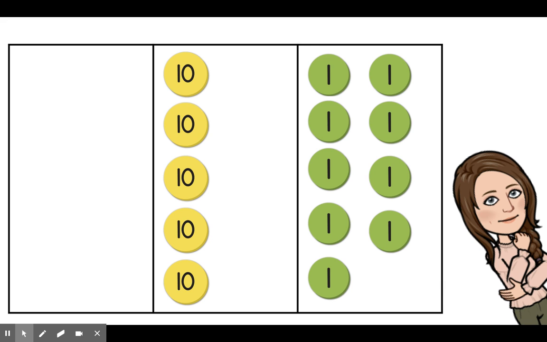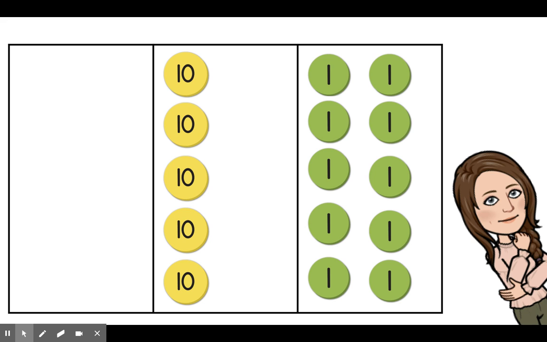Great counting. I do have a question for you. Do you know what number is one more than 59? 60. Let's check it out. 59, 60. You were right. One more than 59 is 60.